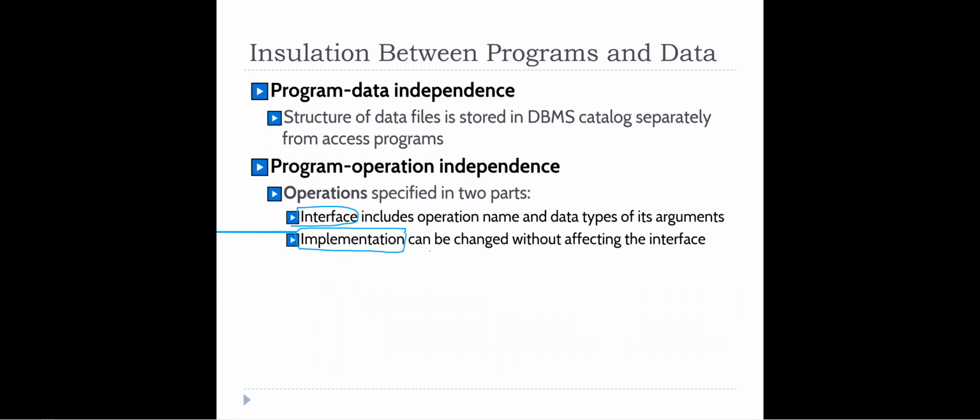You didn't change the interface. You just changed the implementation inside. So the program will just ask for that function, which is called, for example, sum two numbers, and provide two arguments. And now you already changed the implementation or the block inside, so the program will not sense it. It will just work smoothly. And that's called program operation independence. And that's also one of the features provided by the database management system.